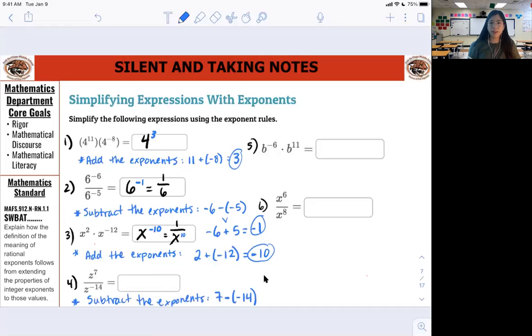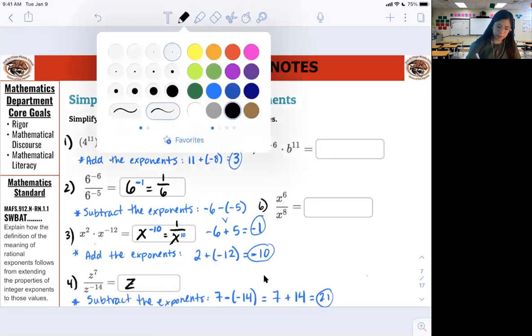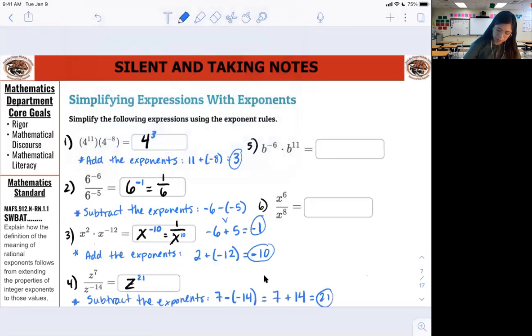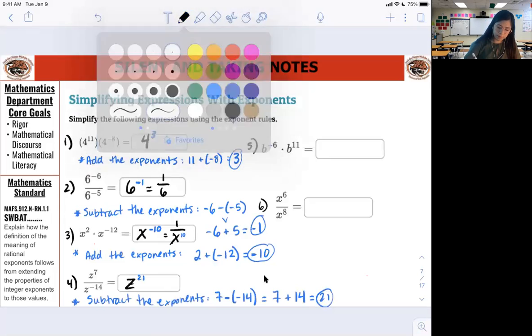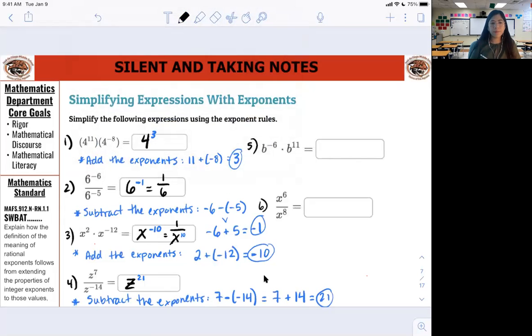7 minus negative 14. So again, I have a double negative, so this becomes 7 plus 14. 7 plus 14? 21. So I have z to the power of 21. Okay, and that one I can leave because I don't have any negatives.